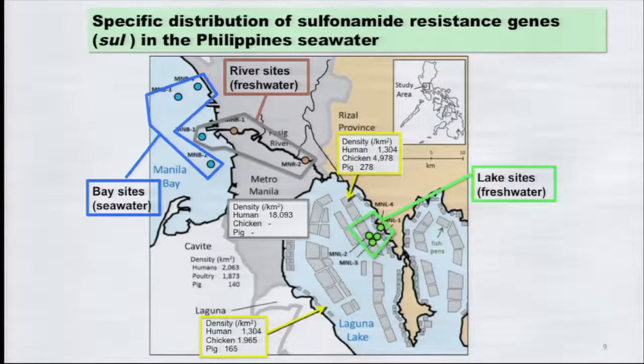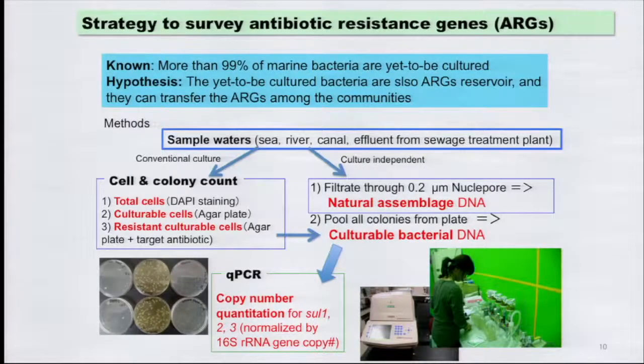So this is my research. Specific distribution of SUL genes in the Philippine waters. Here you have Metro Manila in the center of this map. And then this Metro Manila has a very huge freshwater lake, Laguna Lake here, which has many aquaculture pen nets. And also both coasts of this lake have chicken farms and pig farms. So wastewater from such farms goes to this lake. And then water of this lake is going to this big river, and then goes to the Manila Bay. So we examine the surface water from lake, river, and bay, seawater. So this is a strategy to survey antibiotic resistance genes. As I mentioned, more than 99% of marine bacteria are yet to be cultured.